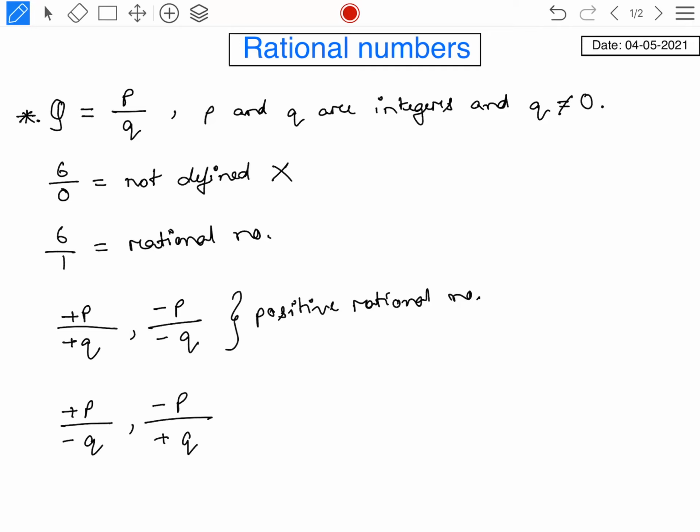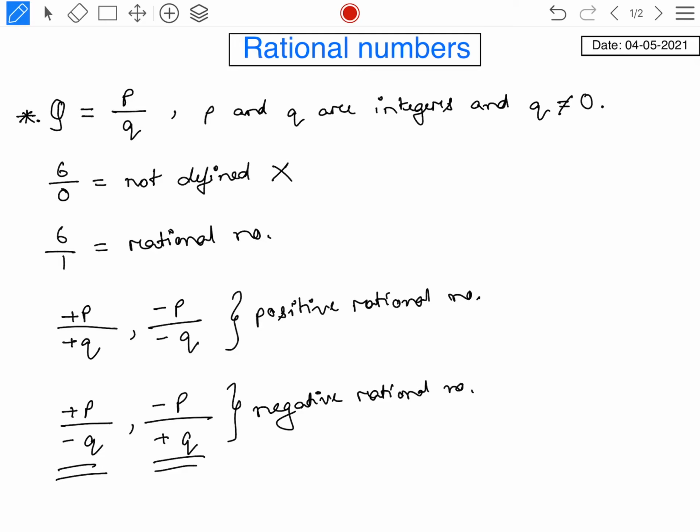numbers. Okay? And if either P is positive, then Q is negative, or if P is negative, then Q is positive. Look at these two. First one, P is positive, Q is negative. Yes or no? Second one, P is negative but Q is positive. So in this case, it is known as negative rational number. Okay?